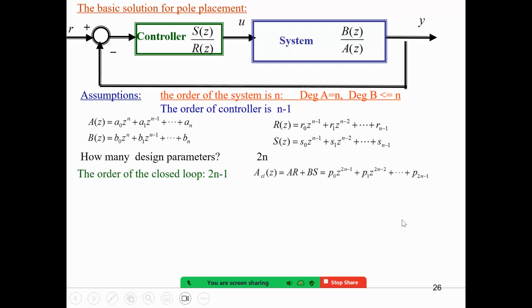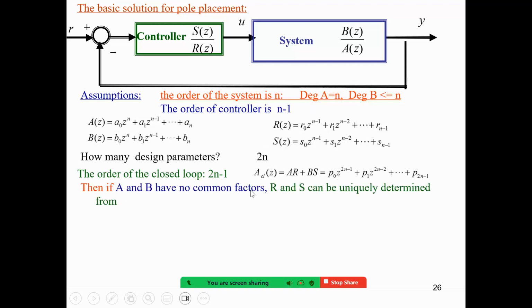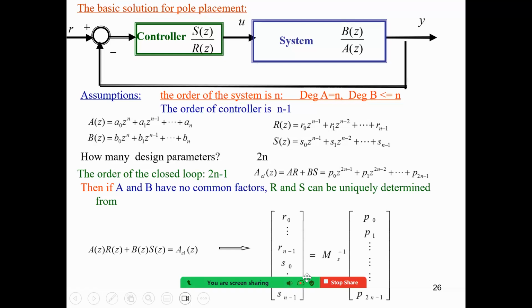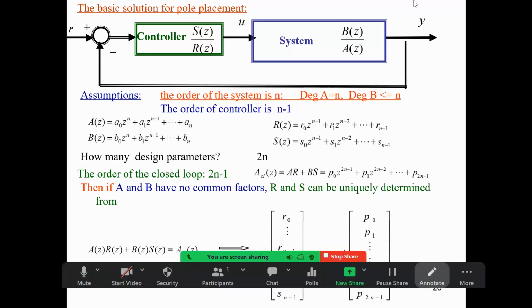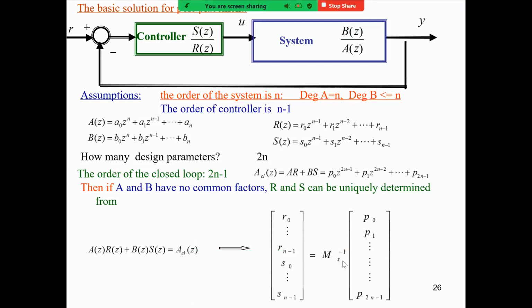And this is the condition. If A and B have no common factors, R and S can be uniquely determined from this equation. That equation corresponds to a Sylvester matrix times those design parameters. Because we know that the inverse of the Sylvester matrix exists, we can solve for the design parameters.